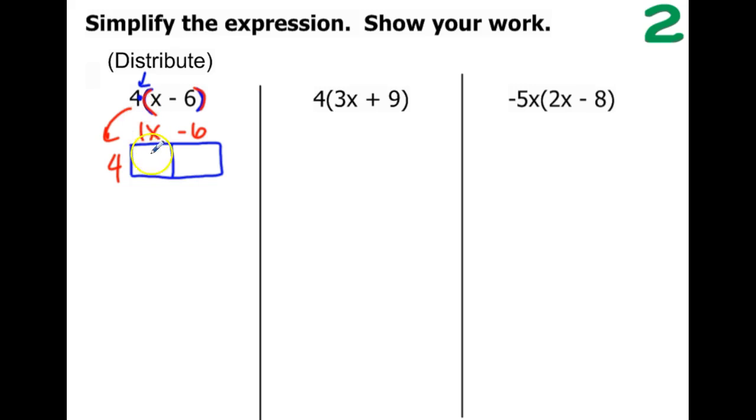So when we multiply, 4 times 1 is 4, multiplied also by the x. And then 4 times negative 6, they don't get along, it's negative. 6 times 4 is 24. So our answer is 4x minus 24.